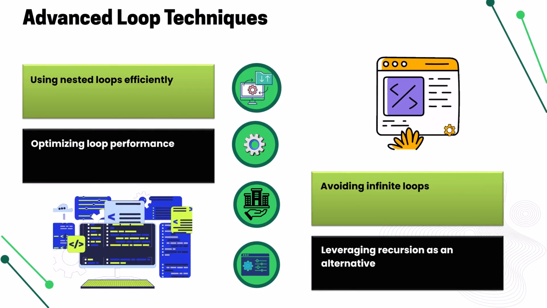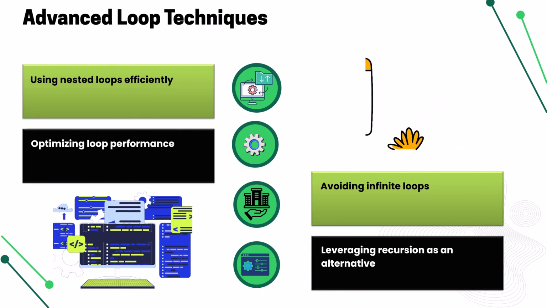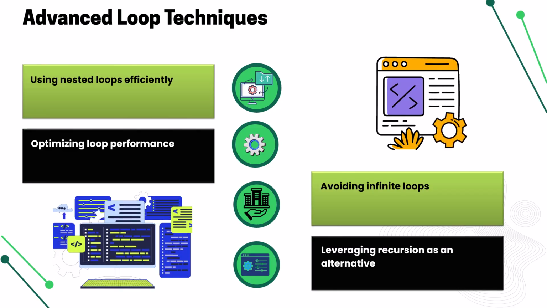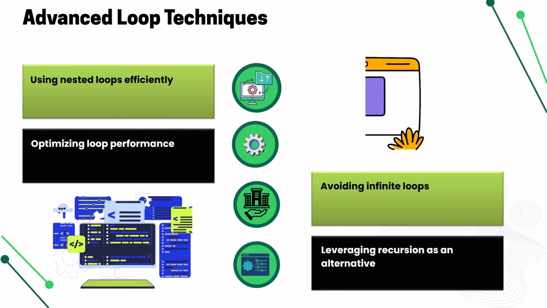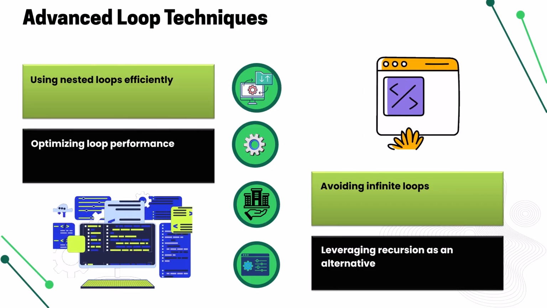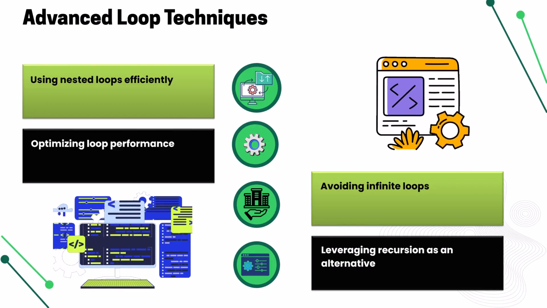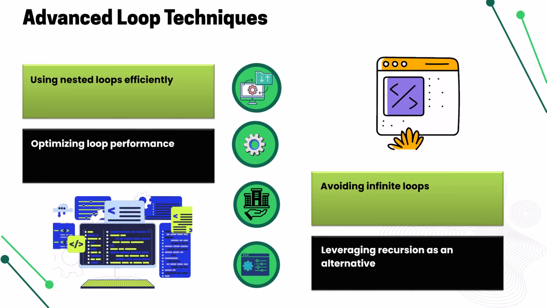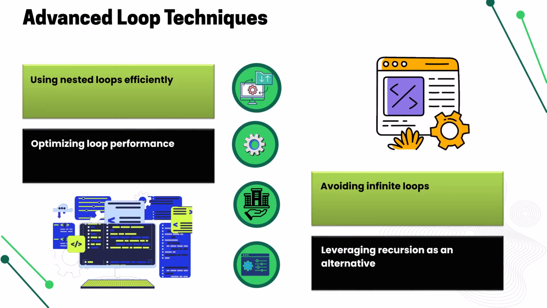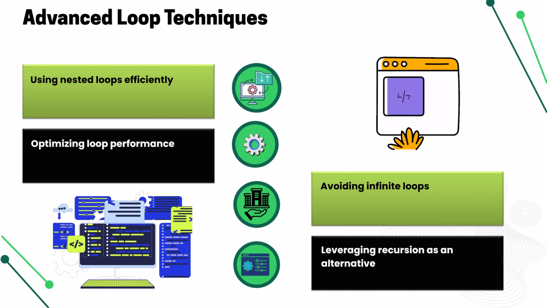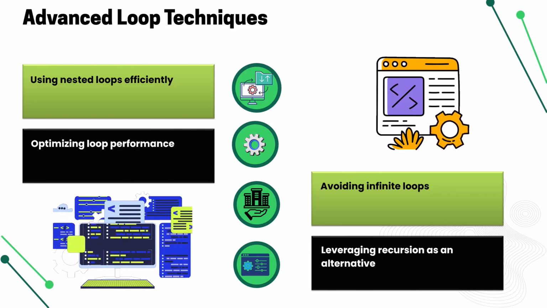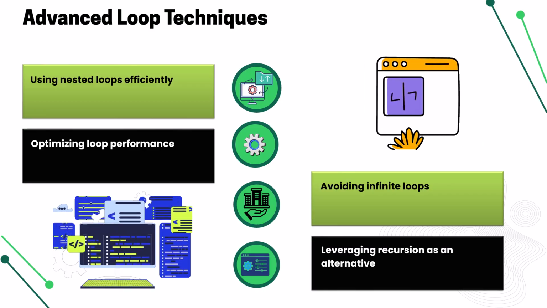Loops are the backbone of automation, but they can turn into a tangled mess if not handled properly. Today, we dive into advanced looping techniques. We'll talk about nested loops, powerful but tricky. Then, optimizing performance because time matters. Infinite loops, avoid them at all costs. And finally, recursion, a magical alternative when loops just don't cut it.